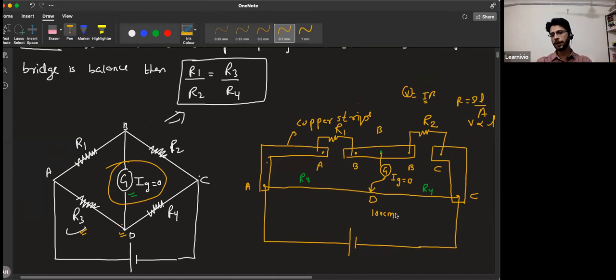So when we do this practical, what are your observations? Have you done this practically in your school? Yes, sir. What observation do you take when you do this practical in your school? Length at which the galvanometer reading is 0. Right, good. We take this length L, the length corresponding to which the galvanometer reading is zero, and the remaining will be 100 minus L. So this is your observation.